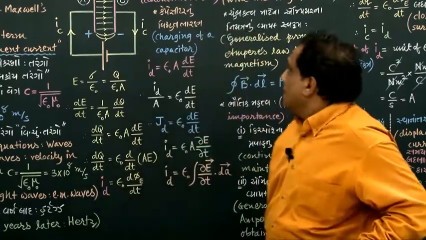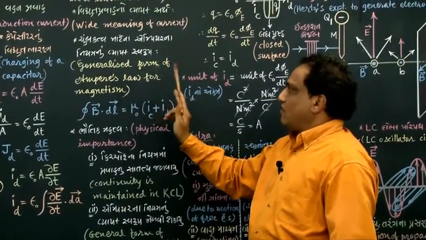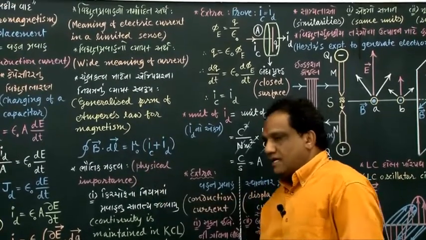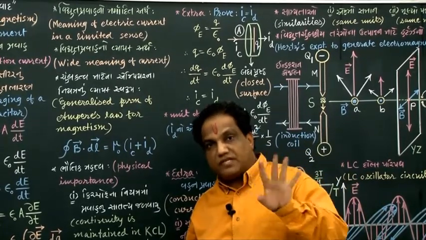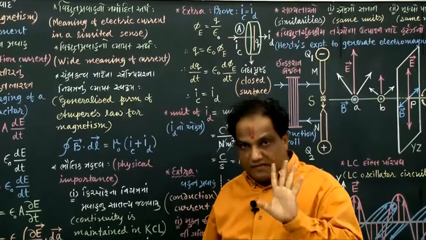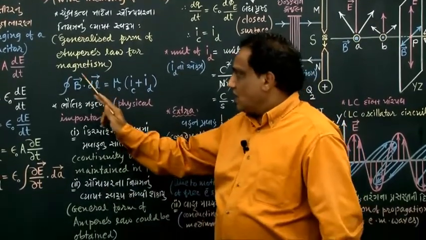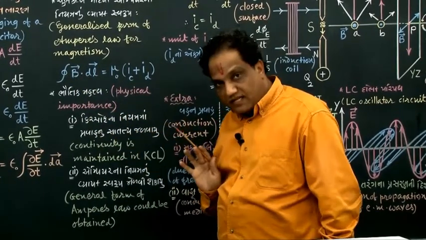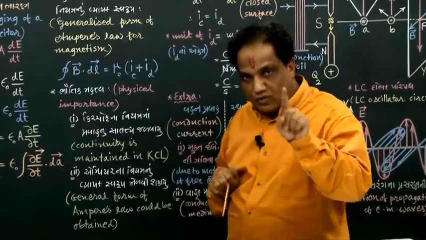Fine. Then we go for the generalized form of Ampere's law for magnetism. In third semester you had studied Ampere's circuital law, and that law was mathematically expressed this way: closed integration of vector B dot vector dl is equal to mu 0 into I.